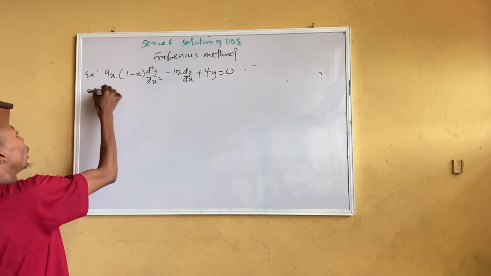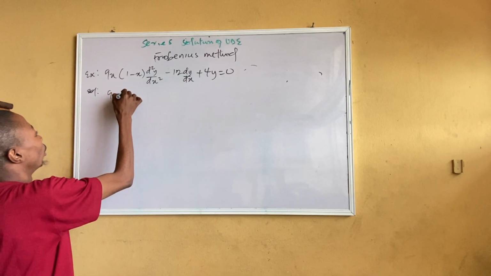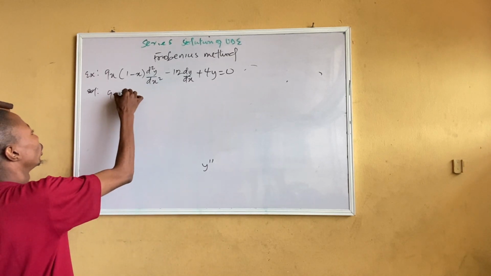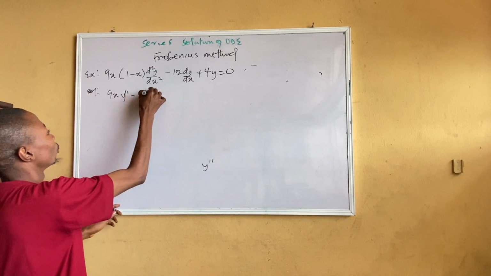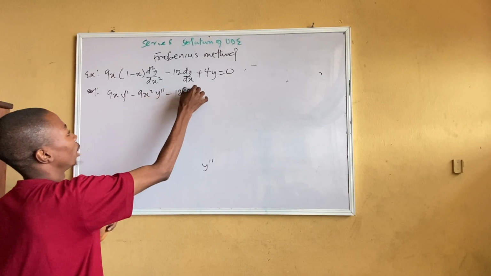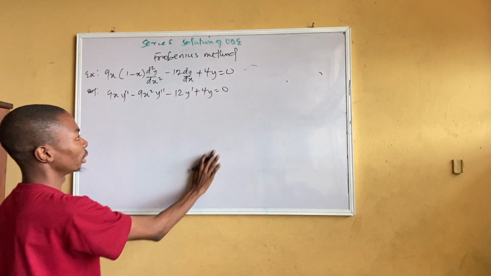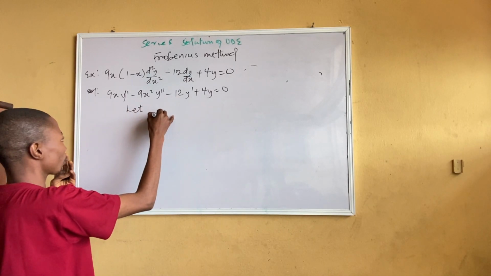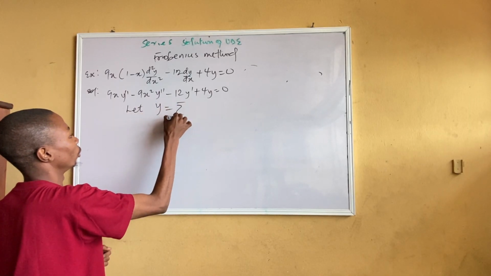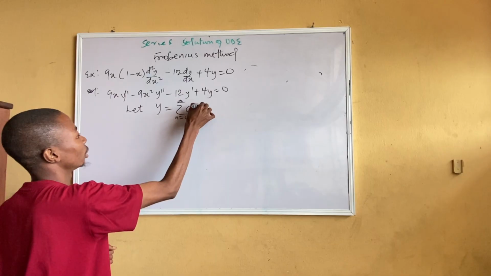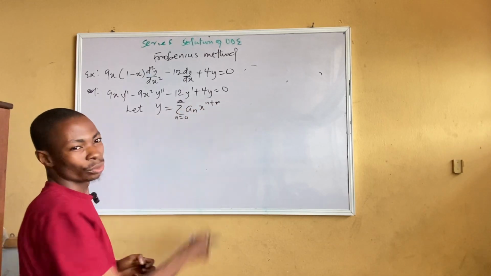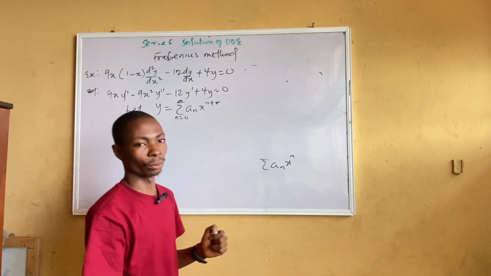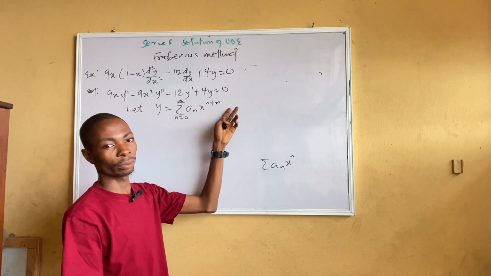So for the solution, permit me to use y double prime, that's convenient for me. 9x y double prime, then 9x times x, that's 9x squared y double prime, minus 12y prime plus 4y equals 0, right? Then the solution we are going to use, let y be summation n from 0 to infinity a n x raised to power n plus r. Unlike the power series in our previous video, where I only used summation a n x to the n, for the Frobenius method it will have n plus r.